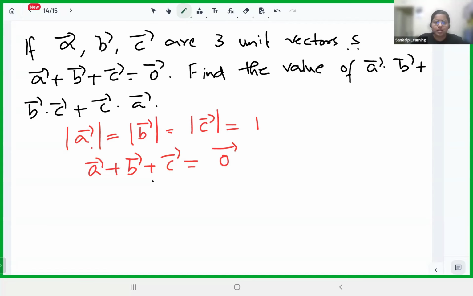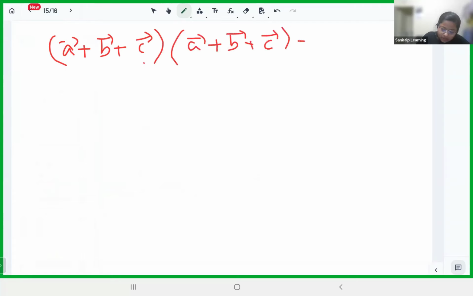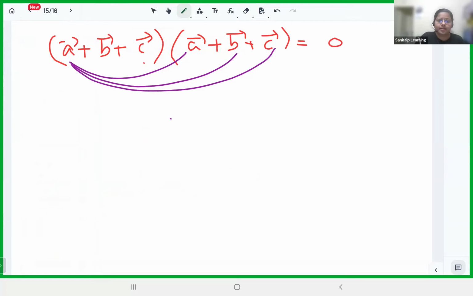So here what we are going to do is square these things on both sides. So this will become vector A plus vector B plus vector C, the whole square is equal to 0. Then how will you expand it? Vector A plus vector B plus vector C into vector A plus vector B plus vector C is equal to 0. This was our condition after squaring.